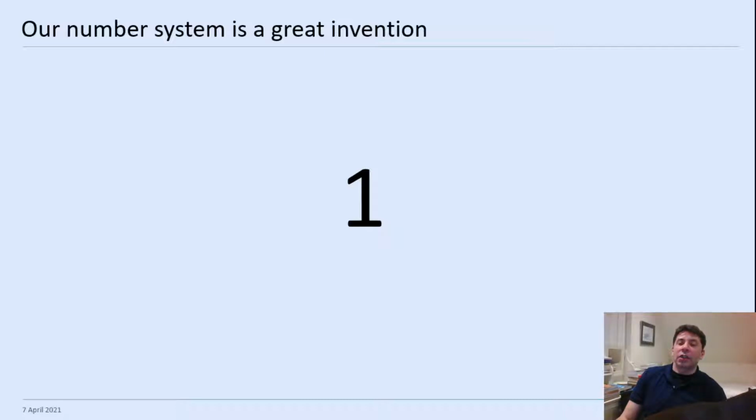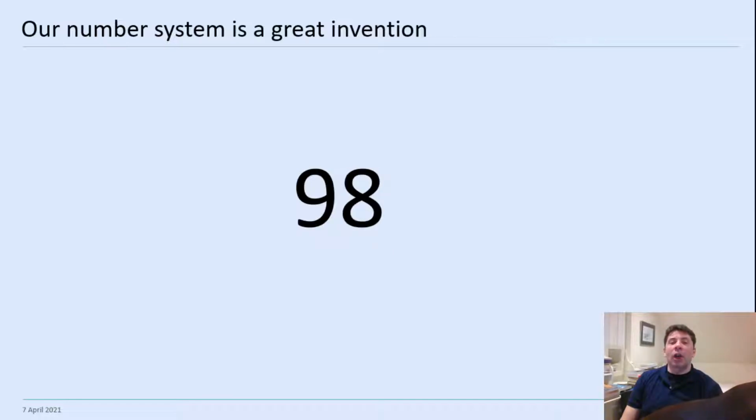We have different digits that represent different numbers: 1, 2, 3, 4, we go up, and when we get to 9, we recycle the digit for 1 and put it in a new column, and we call that 10. So we have a 9 in the tens column, worth 90, and a 1 in the units column, so this is worth 91, 92, 93, 94, keep on going up. We get a 9 in the tens column and a 9 in the units column. This is 99, and then we go over to 100. A 1 in the next column over is worth 100.